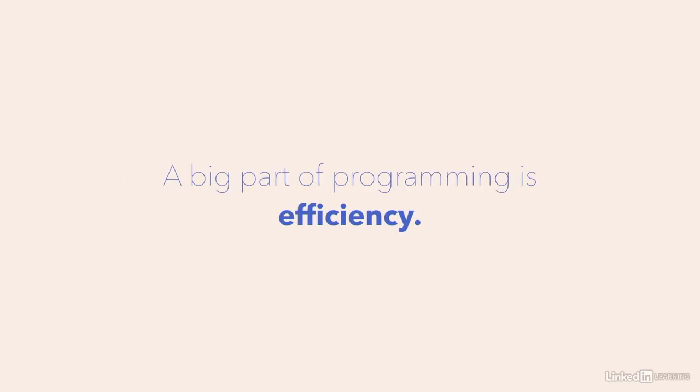A big part of programming is efficiency. Programmers are known for being lazy, and we don't like to do the same thing twice. We especially don't like to do things when we could have our computer do it for us. This is where variables come in.